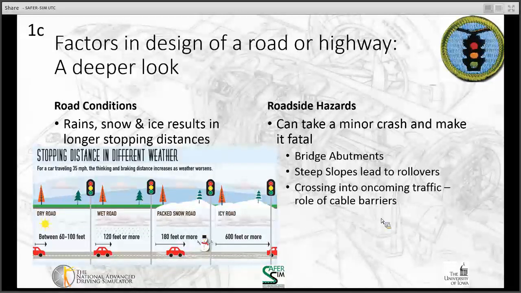And so we try to avoid having bridge abutments and steep slopes, which could lead to rollovers, or the ability to cross into oncoming traffic. You see a lot more cable barriers that keep you on the interstate from driving into the oncoming traffic. And so we try to divide things up so we minimize the likelihood that those sorts of crashes can occur.